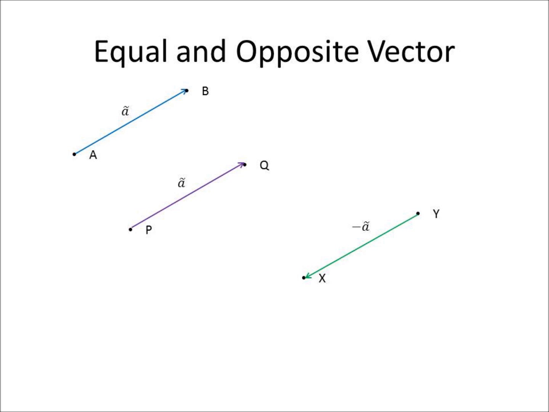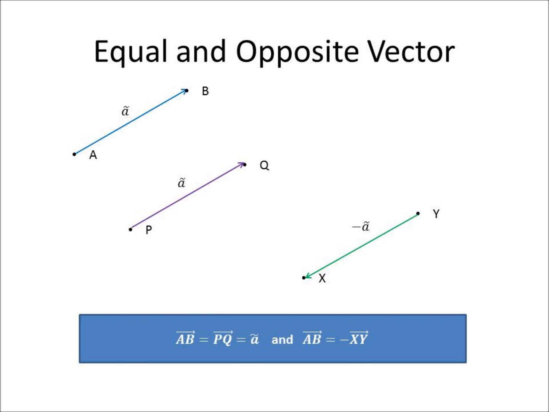You will see that right now I have 2 more lines, PQ and XY. Both of them move with the same magnitude, which is a, but you'll notice that the green arrow XY is moving in a different direction. Maybe you can guess which one will be equal and which one opposite. If you are observant enough, AB and PQ move in the same direction and the amount of movement is the same, so they are equal to one another.